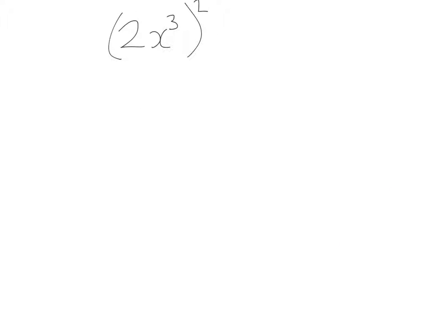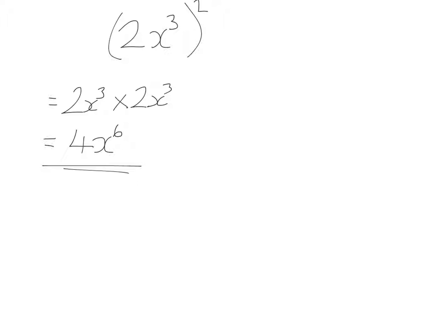Okay, let's look at this example here. We've got 2x cubed squared. I'm going to do it the long way first and then show you how you can apply the formula. 2x cubed squared means you're doing 2x cubed times 2x cubed. If we multiply the numbers together, we get 4. And then the indices, we can add the powers together to get x to the power 6. That is what this actually means. So, that's method 1.